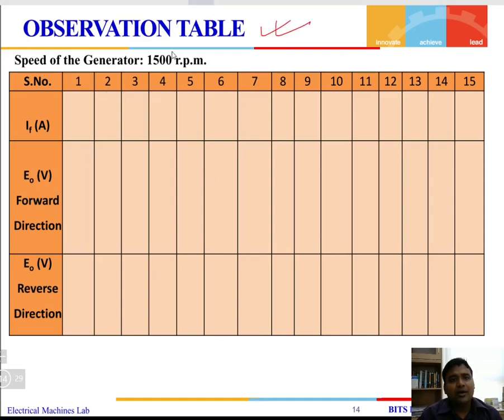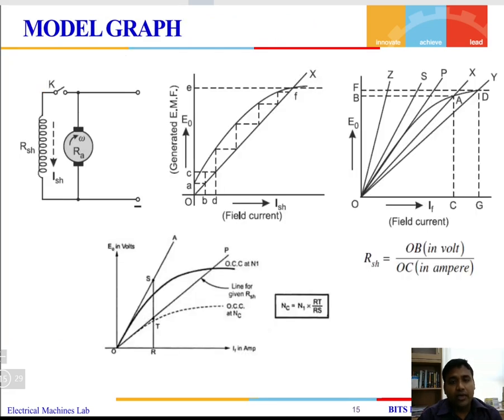The speed is 1500 rpm, which is the rated speed of the machine. You have to measure the field current and the no load voltage, because it is the no load test, in the forward direction as well as in the reverse direction of the machine. So what is the model graph that you will get?